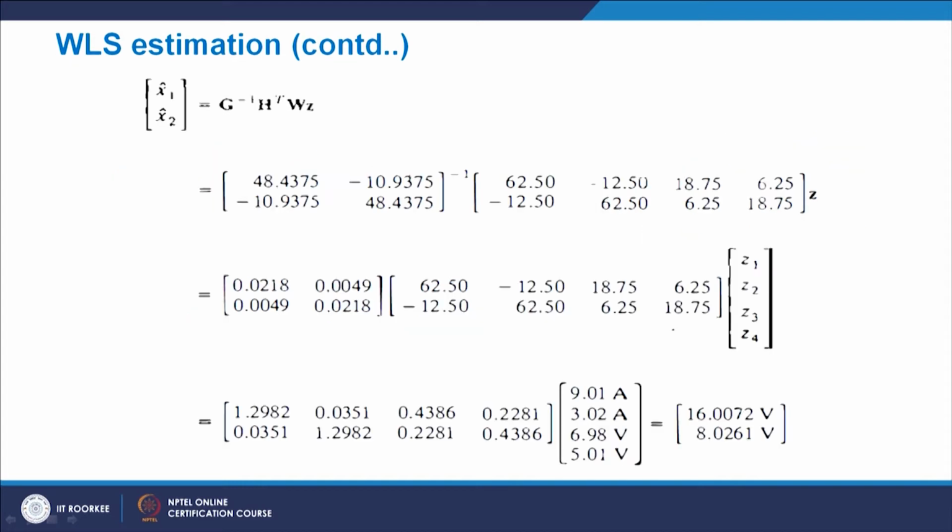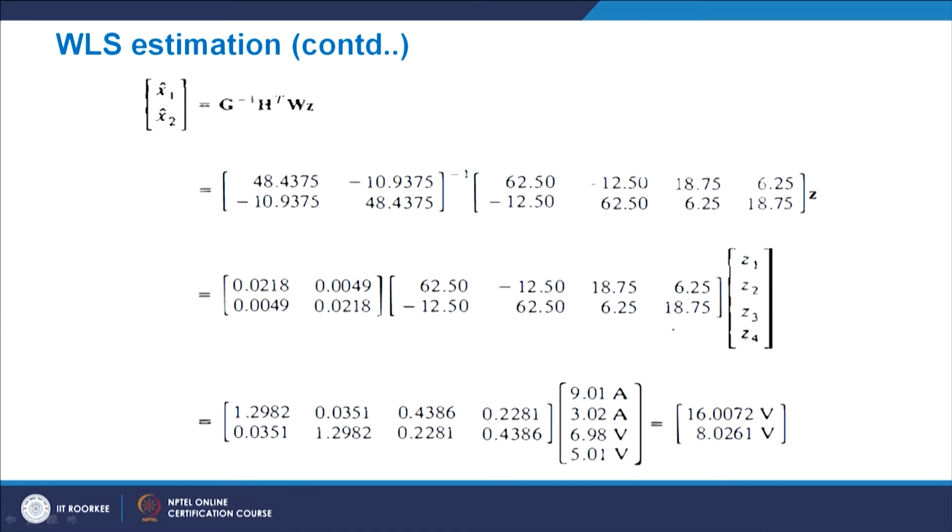Now our estimated values x1 hat and x2 hat. We have said that we always denote our estimated values with a hat symbol. It would be G inverse H transpose W into Z. This is G inverse, H transpose W we have already calculated, and Z is the measurement vector, Z1, Z2, Z3, Z4.